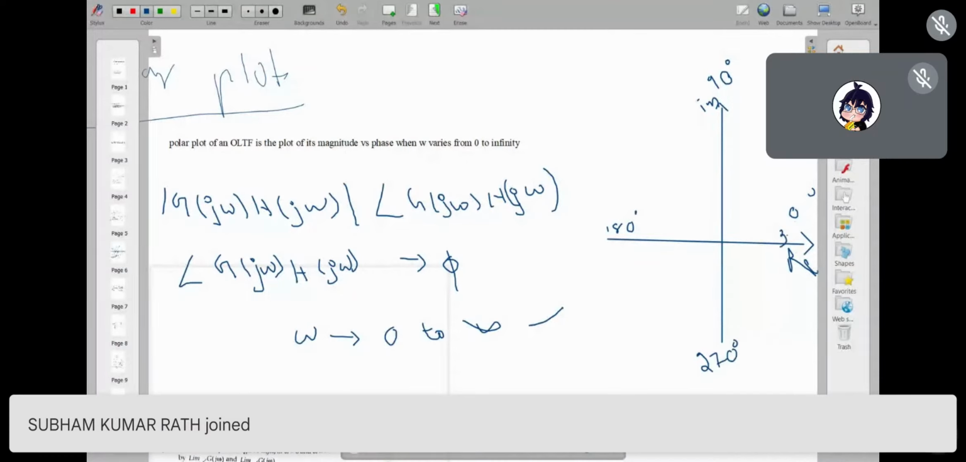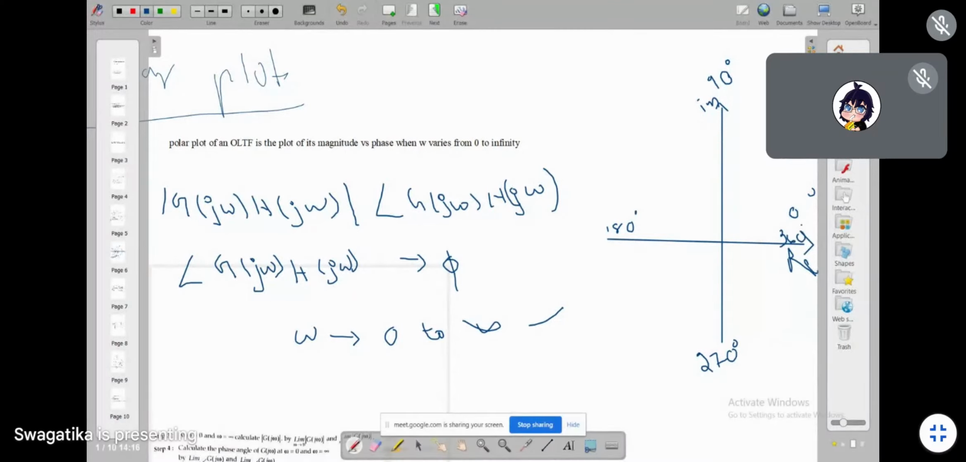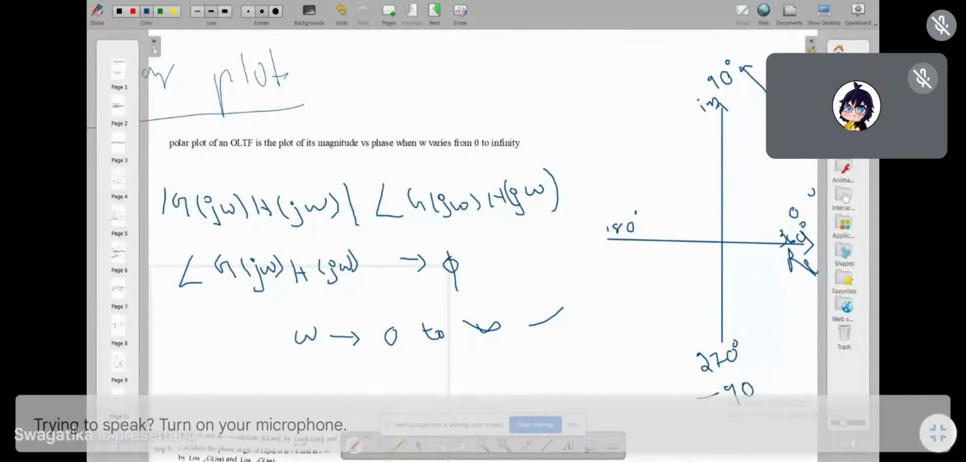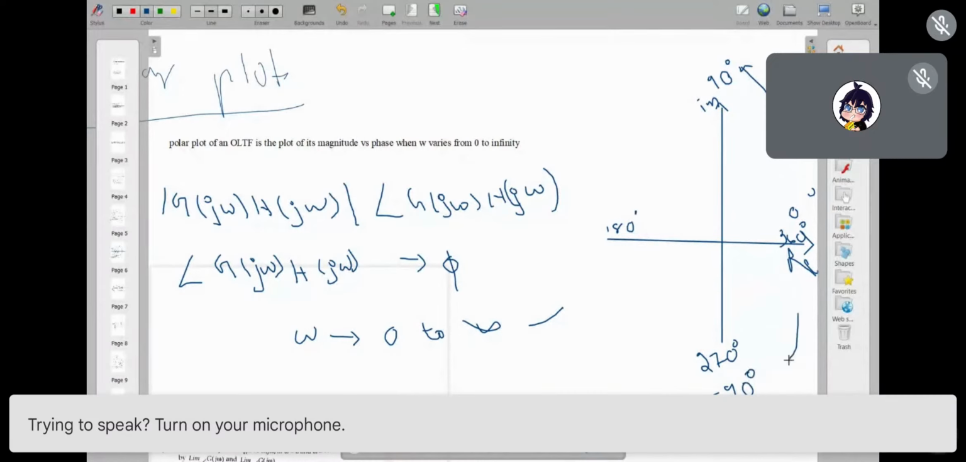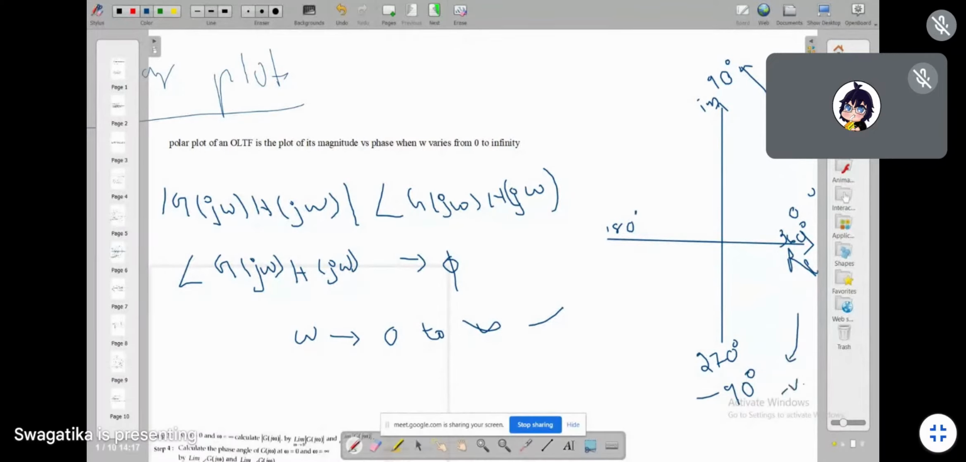But this is in the anti-clockwise direction, where you are going with positive angles. If you go in the clockwise direction, this is 0 degree, and then minus 90 degree. In the clockwise direction, you will find the negative phase angles: 0, minus 90, minus 180, minus 270, and again here minus 360, like that.